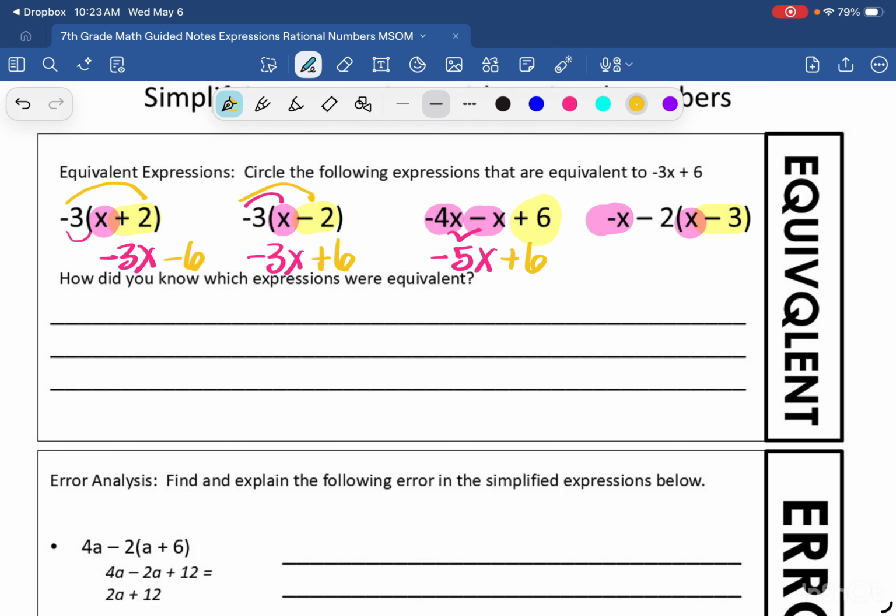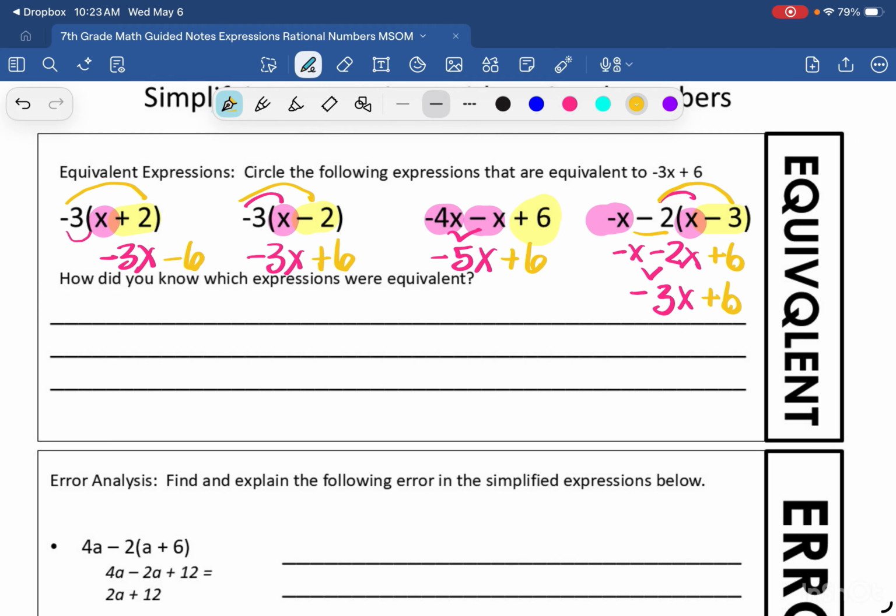Next question, I've got to do my distributive property here first. Let's write down the negative x, and then I have negative 2 times x is a negative 2x. And notice this is a negative 2 times a negative 3. Watch out for that sign right there. That's going to give me plus 6. So this is going to simplify to negative 3x plus 6.